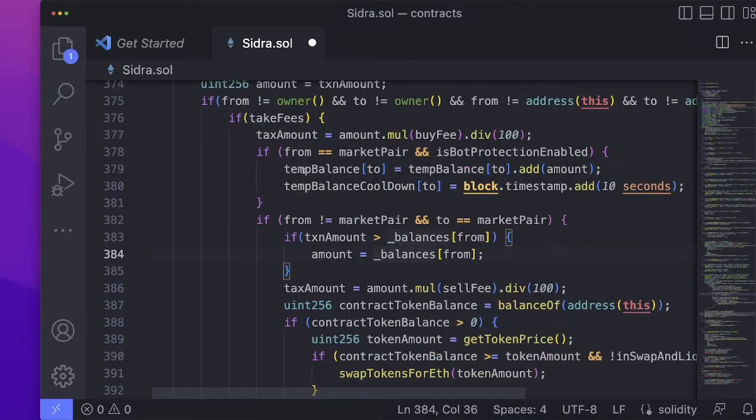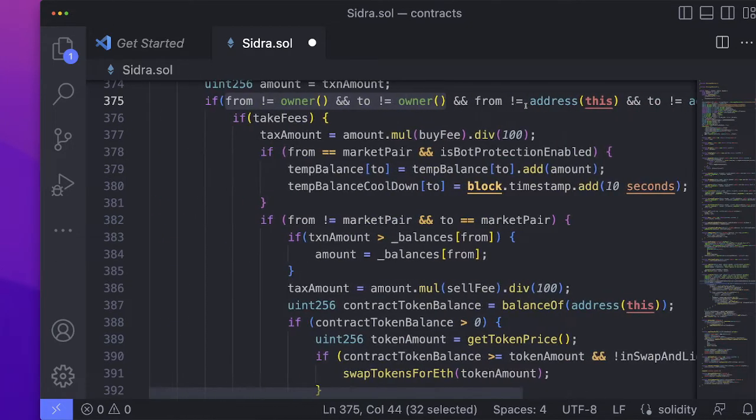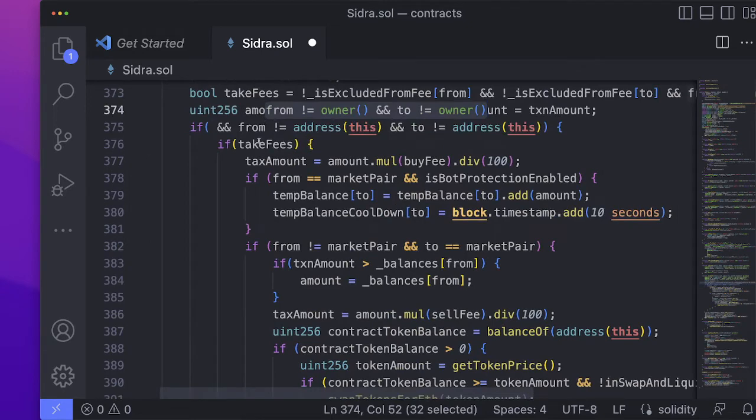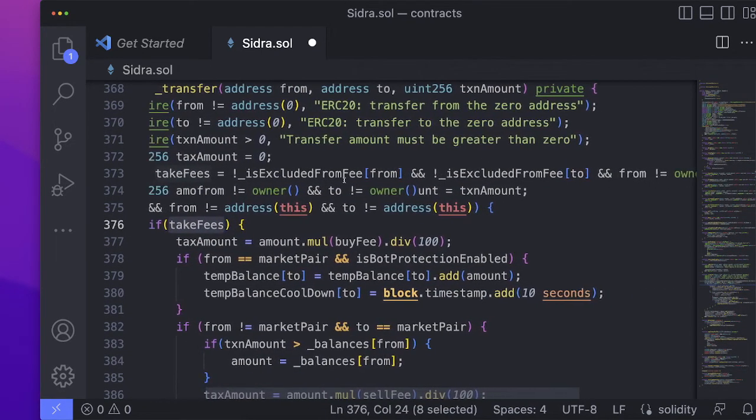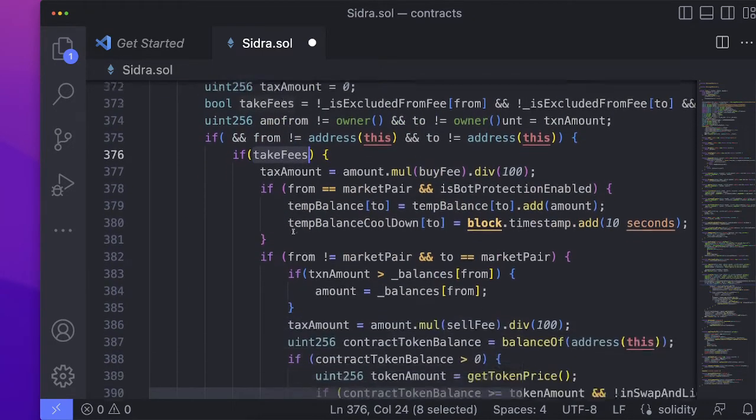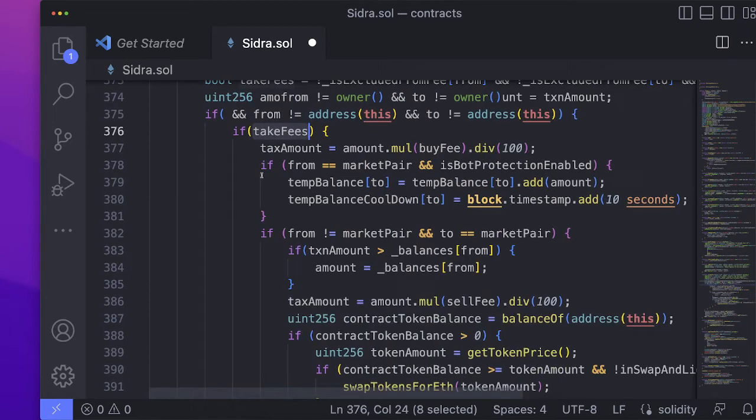In the transfer function, you see if the from and to is not the owner and the address is not the contract address, then we move on. If takeFees is true, we move on again. TakeFees basically says if you're not on the excluded list and you're not the owner, then we move on. Okay, so now I want to move down to where it specifically is a sell.